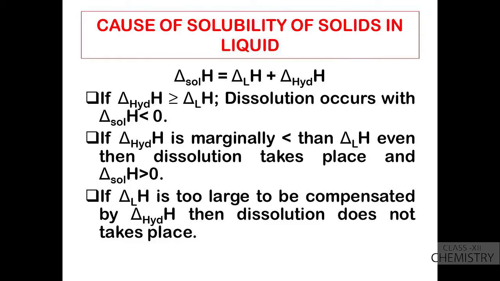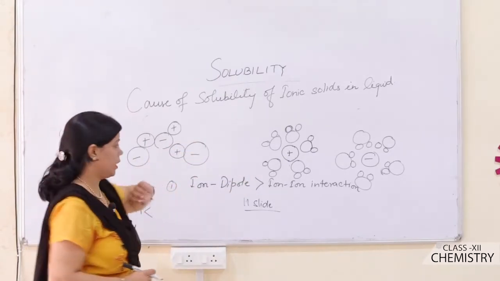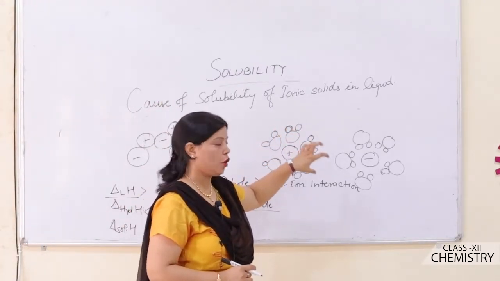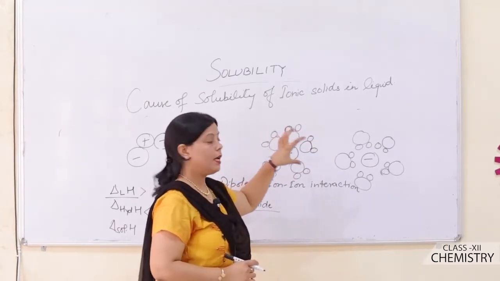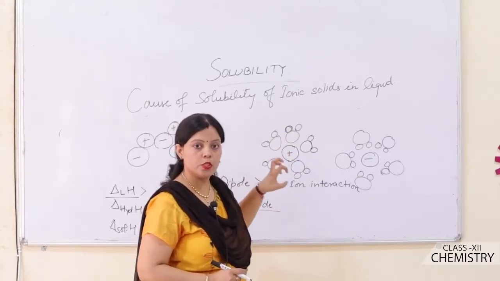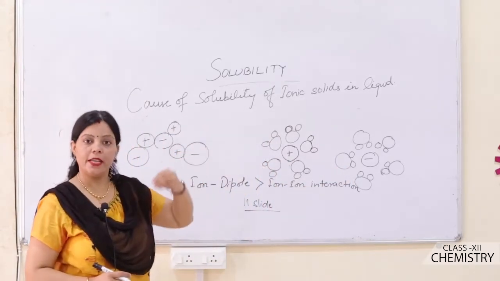The third condition, which is responsible for the solute not dissolving in the solvent, is if the lattice energy is too large to be compensated by the hydration energy, then dissolution does not take place at all. From this picture, you can clear your concept of how ionic solids are dissolved in liquid. This is the picture of an ionic solid, and this is the picture when the ionic solid comes in contact with water, meaning the positive and negative ions of the ionic solid get attracted by the opposite poles of the water and pass into the solution, that is, hydration of the ionic solid in liquid takes place.